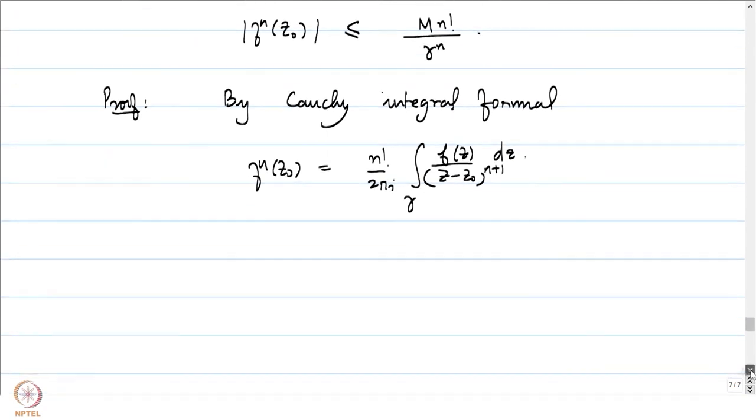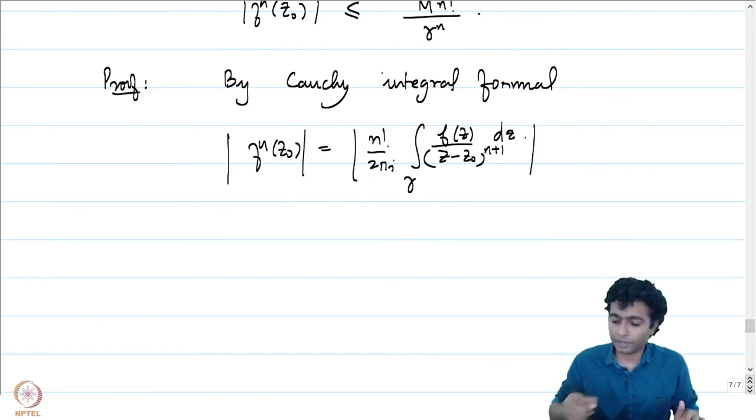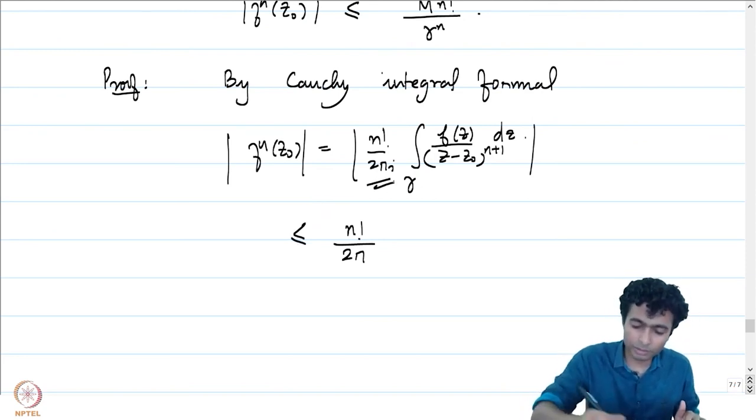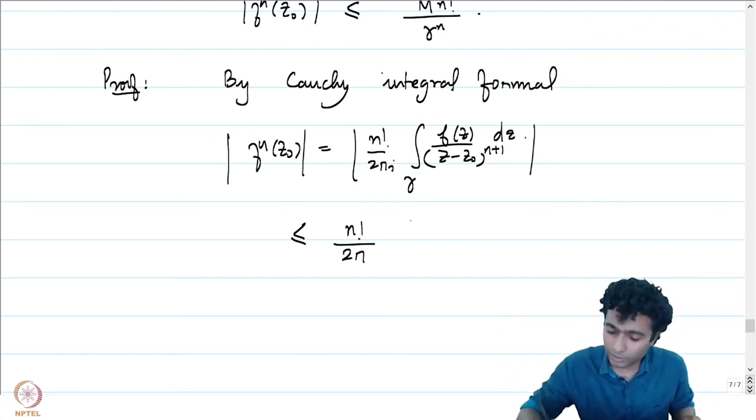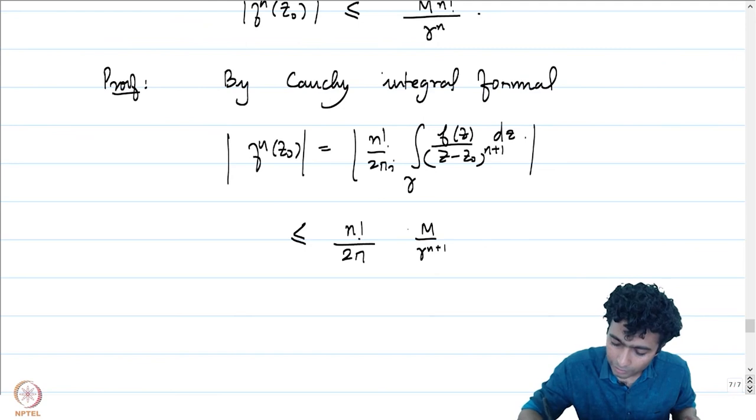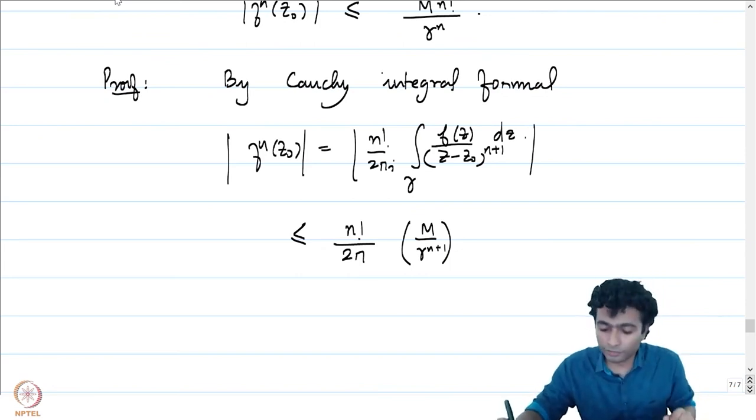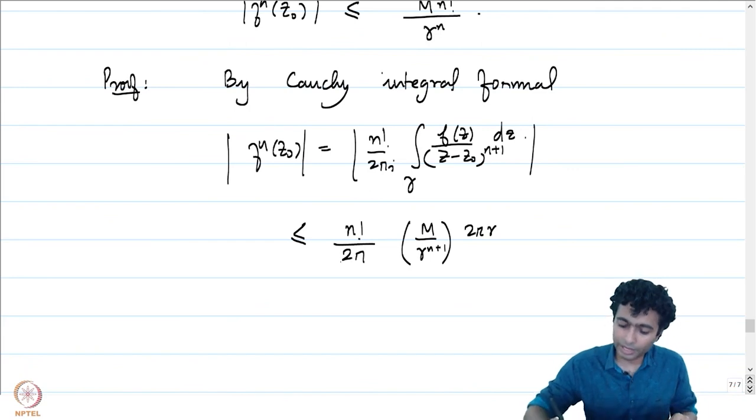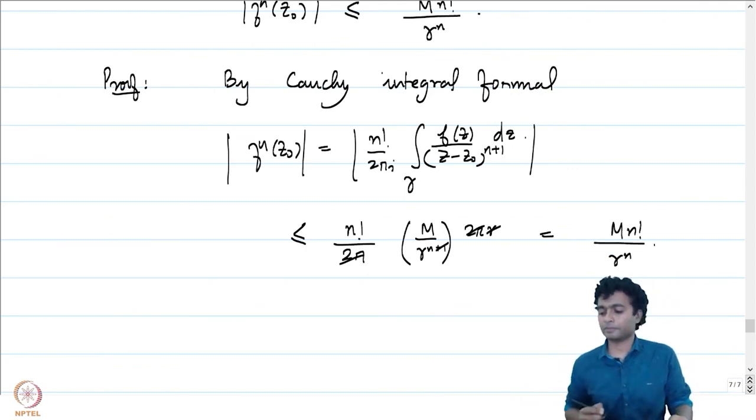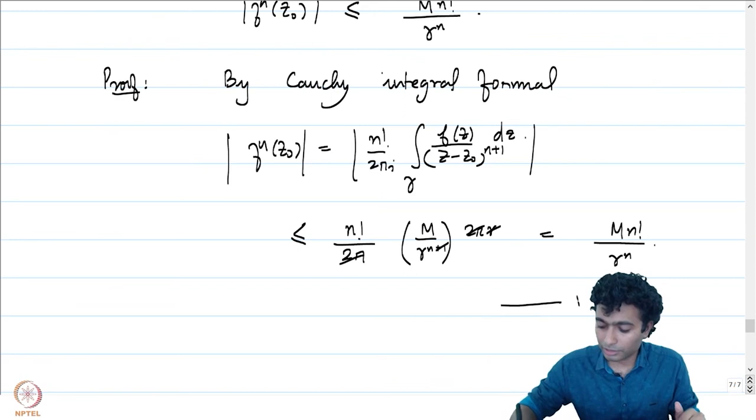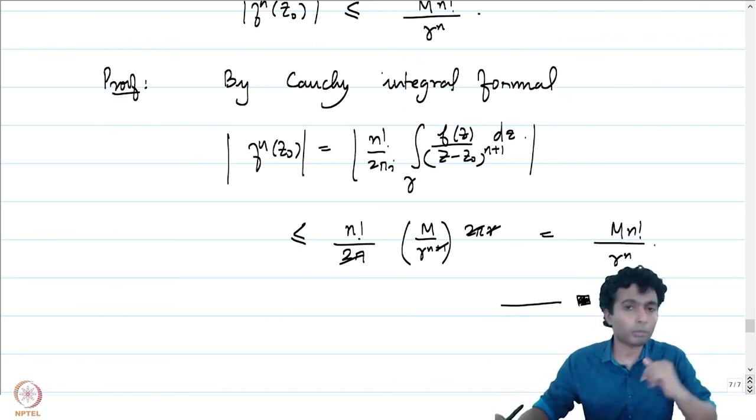And by looking at the absolute value here, this is going to be n factorial by 2 pi times, which is less than or equal to the absolute value of the integral, which is bounded by m by r to the power n plus 1, that is precisely the bound of this quantity, times the arc length of gamma, which is 2 pi r. So, by cancellations we end up with m into n factorial by r to the power n. So, we will see a few examples of how Cauchy's estimates can be used to conclude substantial conclusions on holomorphic functions in the problem session. Let me stop here.